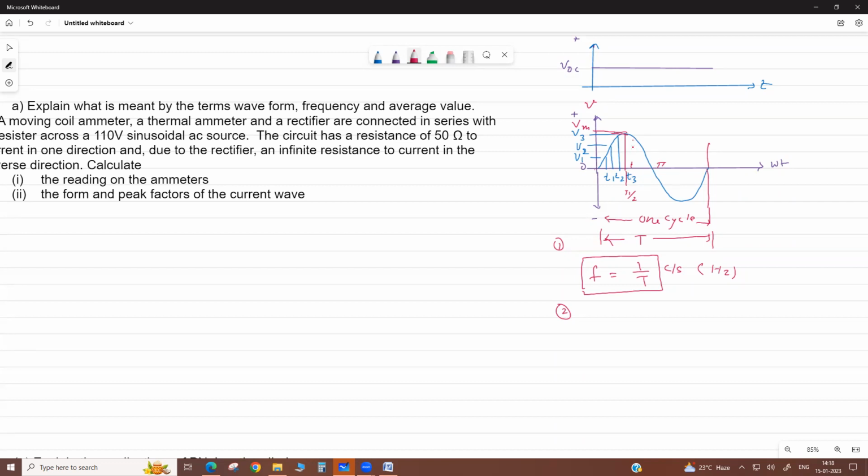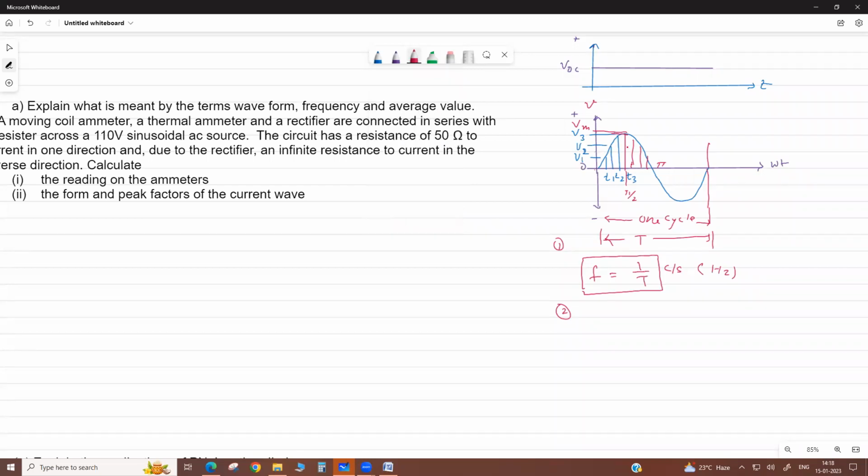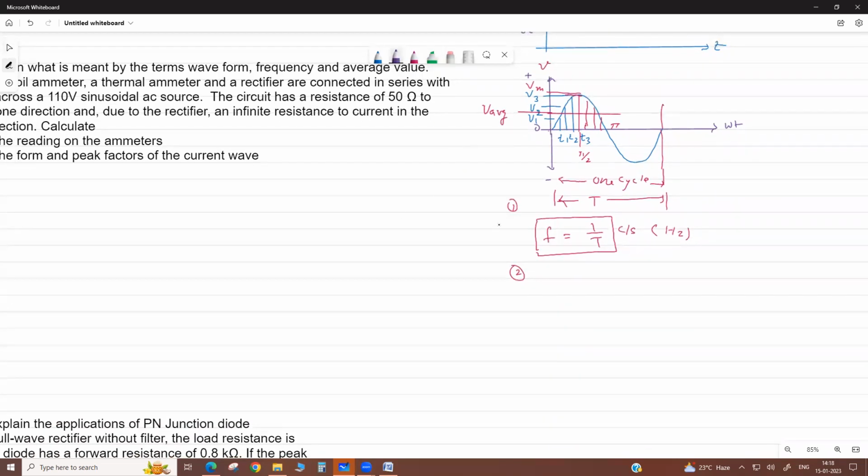Then the average value. We see different values, and we can calculate the average value. Suppose these are the individual values; if we calculate the average of these, we get this value, which is called the average value. See, for AC there are generally different values of AC voltage or current also.